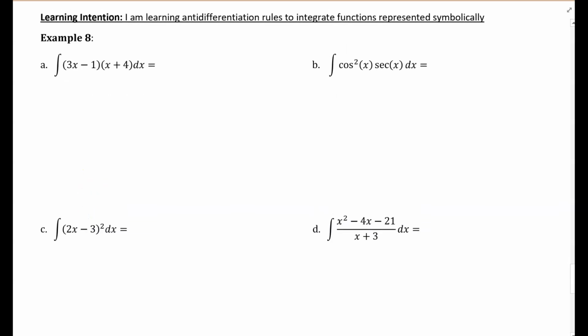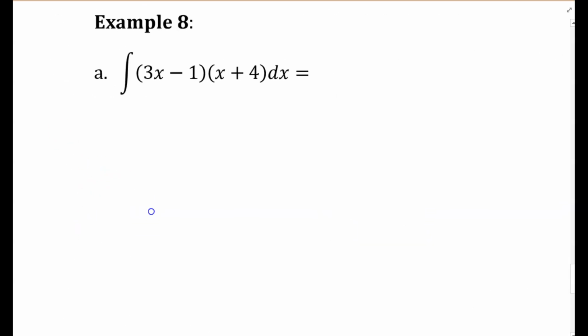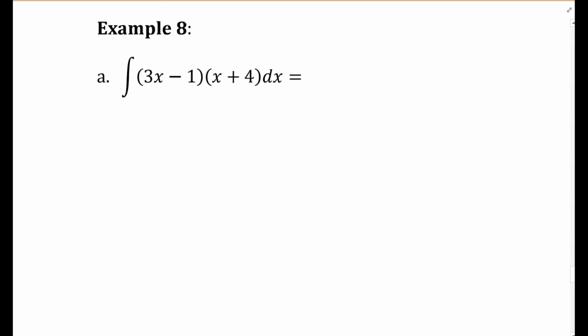Let's look at some of these. I have the integral of 3x minus 1 times x plus 4. Hey, they're multiplying, I'm going to do product rule. Well, sorry, Charlie, you don't have the product rule here.